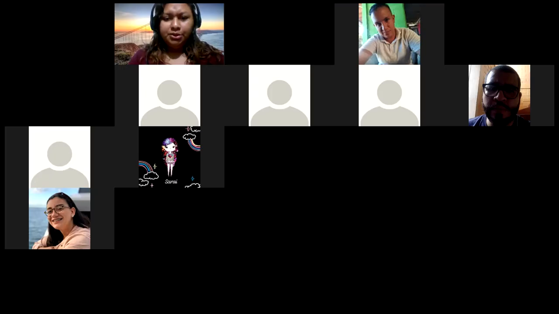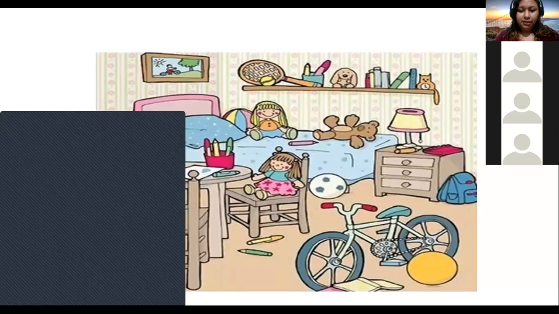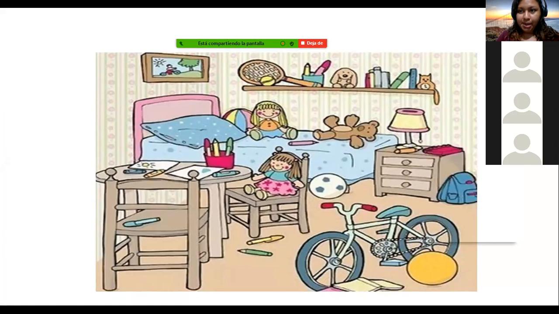Now, podemos combinar there is y there are con las preposiciones de lugar. Por ejemplo, si yo quisiera decir, hay una lámpara en la mesa de noche. Hay una lámpara en la mesa de noche. ¿Cómo lo combinamos? There is. Is in the.